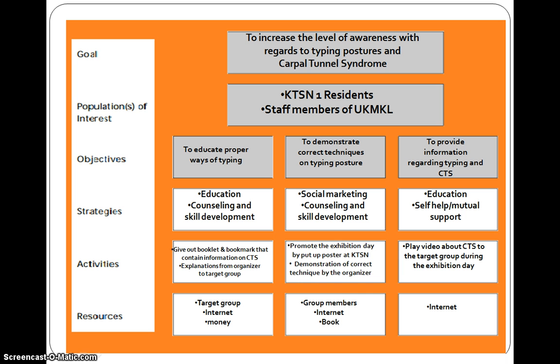The second objective is to demonstrate correct techniques on typing posture. The strategies in order to accomplish this objective are social marketing and also counseling and skill development. For the activities, we will promote the exhibition day by putting up the poster at the KTSN board. This is through social marketing. While under counseling and skill development, we will demonstrate the correct techniques on typing posture to the people that come to our exhibition.